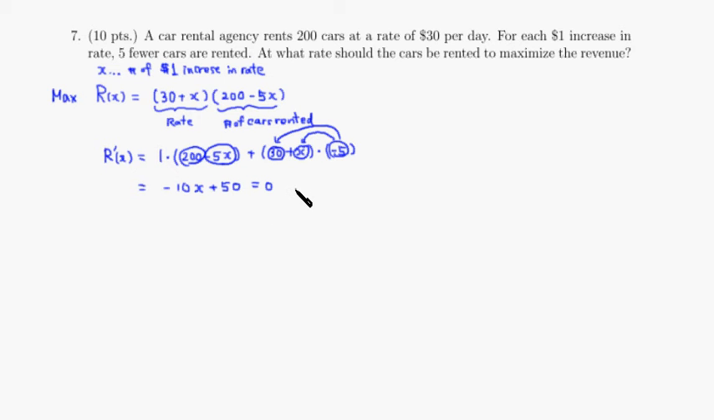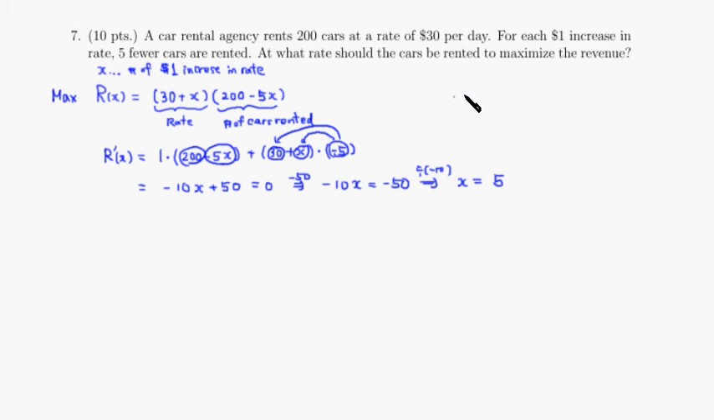So we can just subtract 50 from both sides. That way you have negative 10x is equal to negative 50. Then you can just divide through by negative 10 to get x equals 5. So we need a $5 increase.